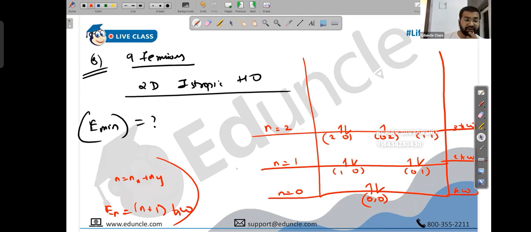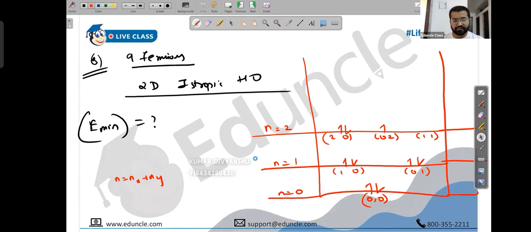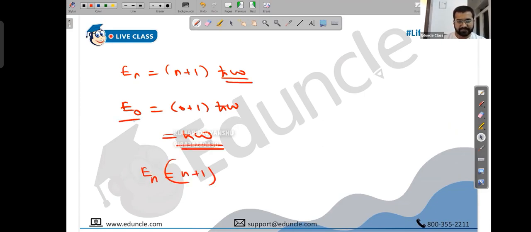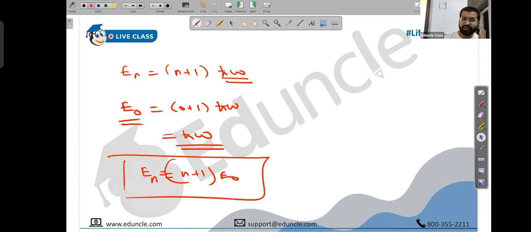No, I was thinking should we write it in terms of E naught or not? But what is E naught? E naught is h squared omega. If you want to write this in terms of E naught, have a look. What is En? En is n plus 1 h cut omega. So what is ground state? That's 0 plus 1 h cut omega. So that's just h cut omega. And if you talk about En, so that's n plus 1 h cut omega, where h cut omega is actually E naught. So En is n plus 1 E naught. Just in case if you want to write it in terms of E naught.